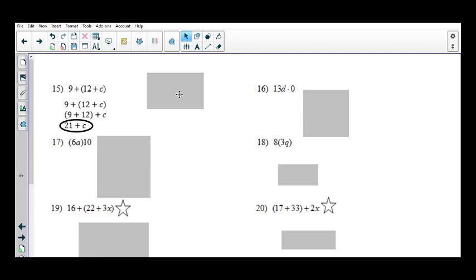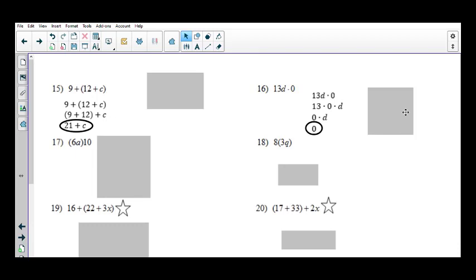All right, number 16. I definitely don't ever show any work for this, but let me show you what I did. I reordered the d and the 0 to put the 13 next to the 0, the two numbers together. I did 13 times 0 to get 0, and you might want to write your answer as 0d or 0 times d, but guess what? 0 times d is still 0, multiplicative property of 0.